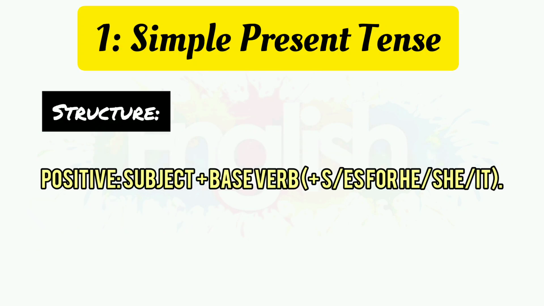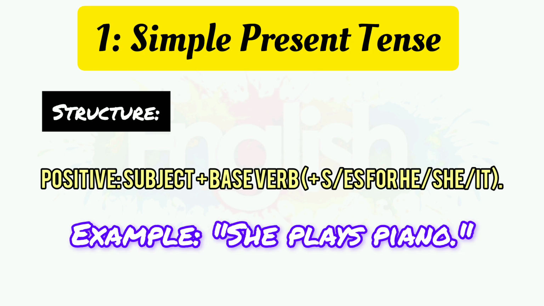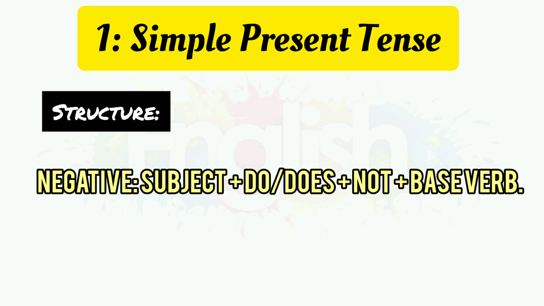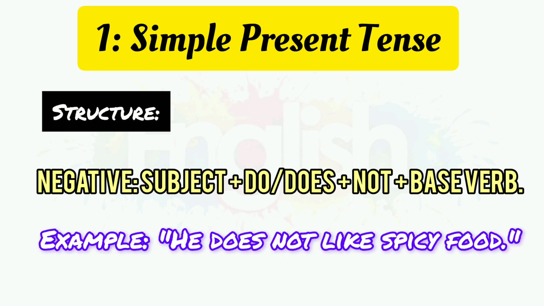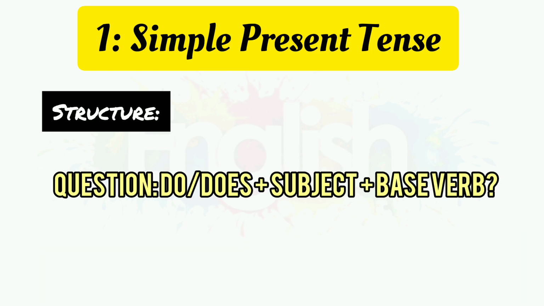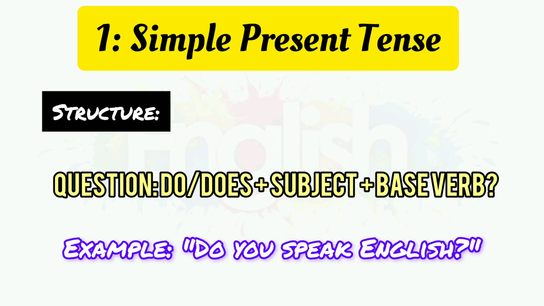Structure, positive: subject plus base verb plus s or es for he, she, or it. Example, she plays piano. Negative: subject plus do or does plus not plus base verb. Example, he does not like spicy food. Question: do or does plus subject plus base verb. Example, do you speak English?